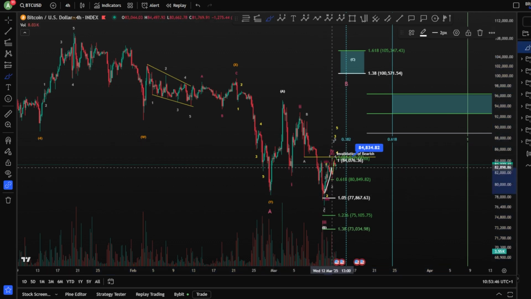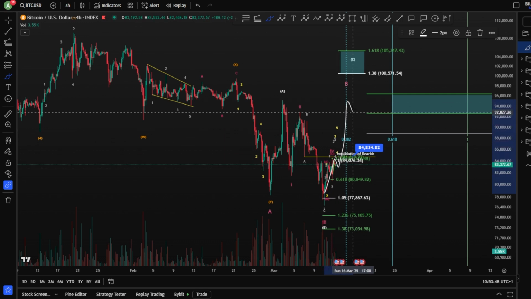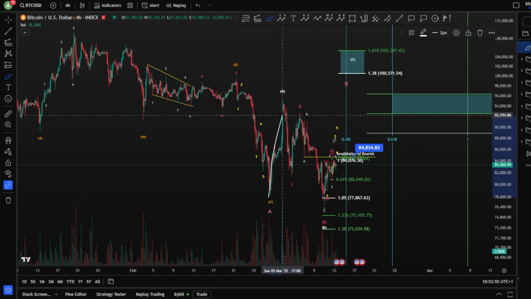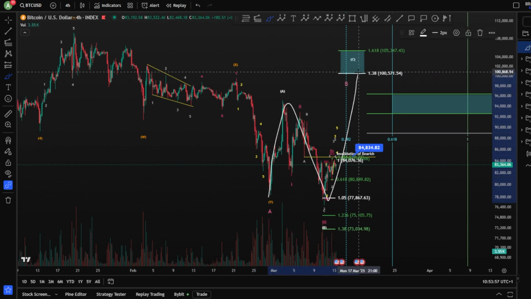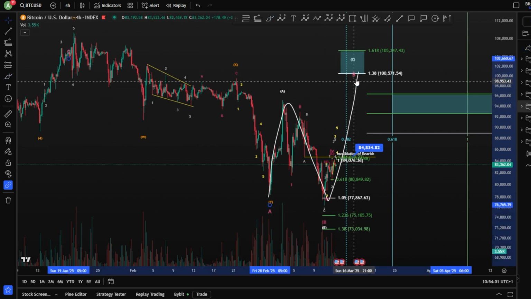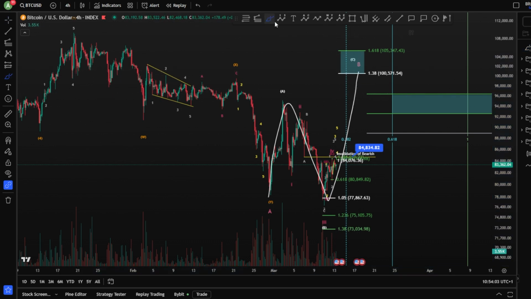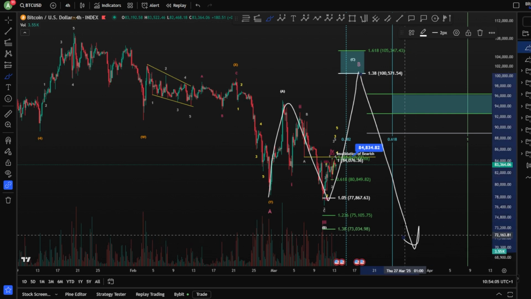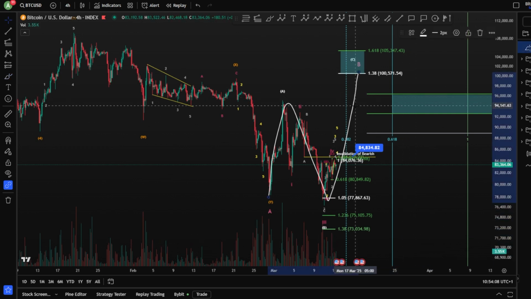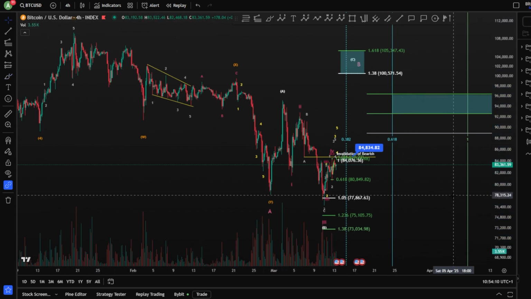So what I of course see here is that we still need this move toward the upside for a wave B, reaching at least the 1.38, taken from wave A to wave B, and having a wave C toward the upside, finishing around the 100K, finishing this wave B inside this blue box at least, and then moving continuously toward the downside to finish this big correction.